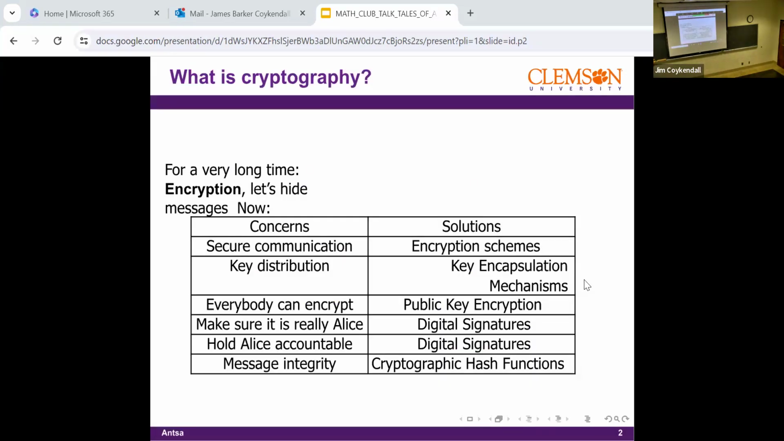Okay, let me tell you quickly about cryptography. For a very long time, people used encryption to hide secrets. But now it's not only about encryption. We solve different things with cryptography. When we're talking about secure communication, we use encryption schemes. When we're talking about key distribution, we have key encapsulation mechanisms, and now we can communicate with everybody using public key encryption. We even have a way to make sure that we are talking to the right people, using digital signatures. And when we receive a message, we can be sure that it is exactly the message the sender intended to send us by using cryptographic hash functions.